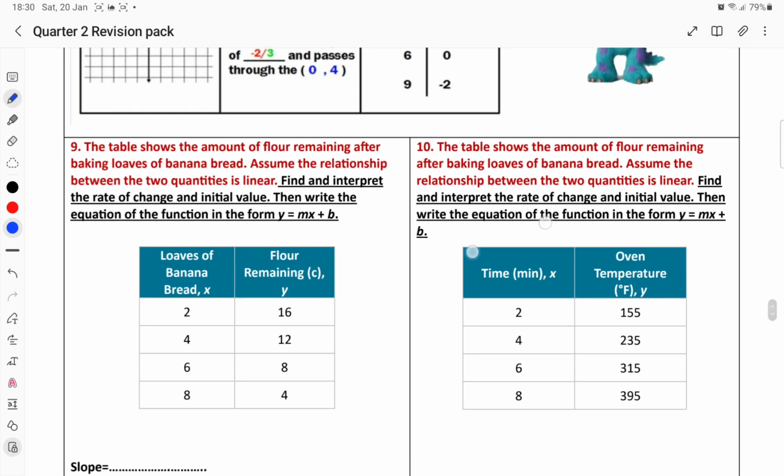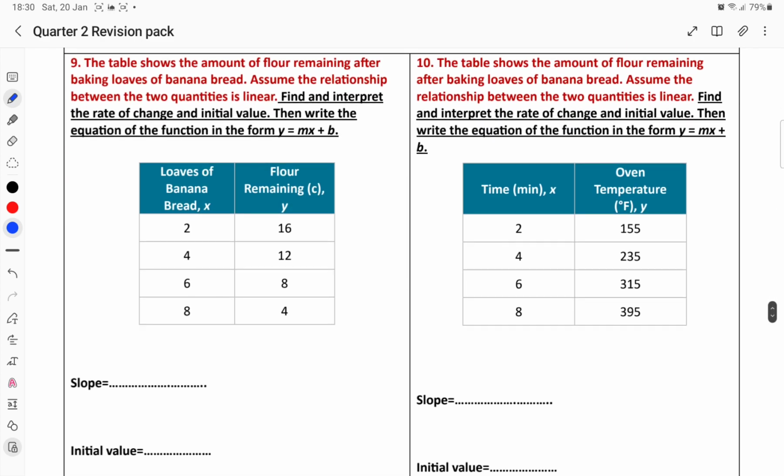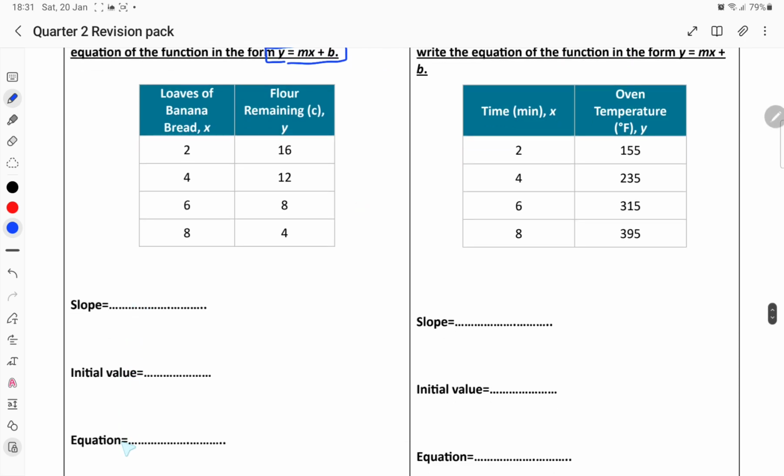In this part, this is the challenging part in module 5. Very good. The table shows the amount of flour remaining after baking loaves of banana bread. Assume the relationship between the two quantities is linear. Find and interpret the rate of change and the initial value. Then write the equation of the function in the form y equals mx plus b. So I want to get the slope, the initial value, and the equation.